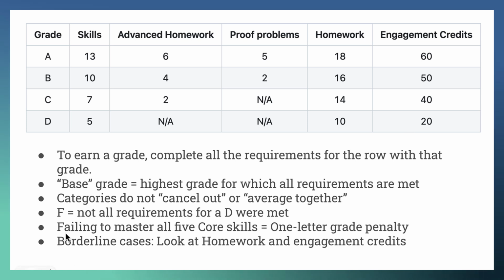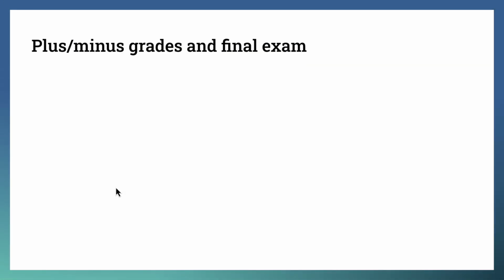This other bullet point that was before that also mentions a caveat in the grading system that says if you don't master all 5 core skills at least once, then there's a 1-letter grade penalty that's incurred. So, speaking of plus and minus grades and the final exam, I haven't mentioned the final exam yet.